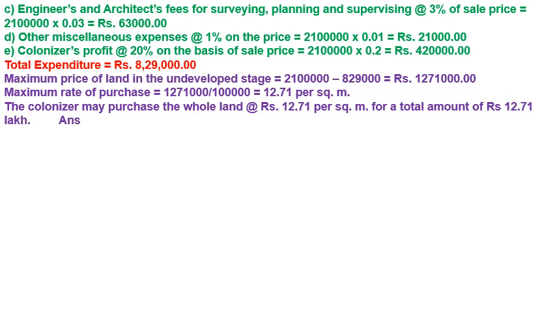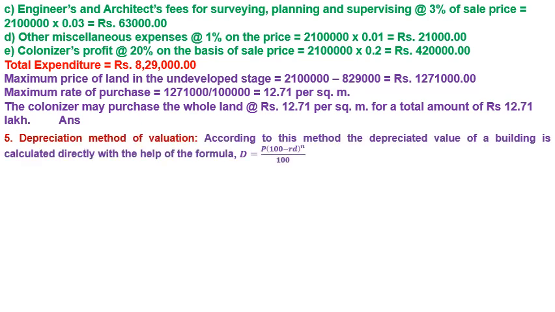Maximum price of land in the undeveloped stage is 12,71,000. Maximum rate of purchase per square meter comes out to be 12.71 rupees per square meter. The colonizer may purchase the whole land at the rate of rupees 12.71 per square meter for a total amount of rupees 12.71 lakhs.